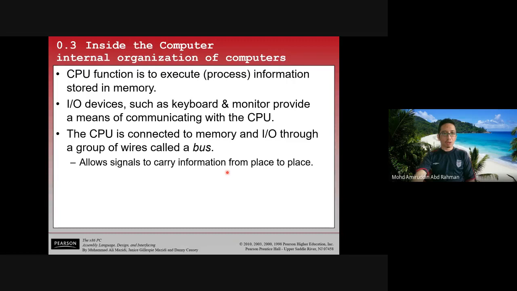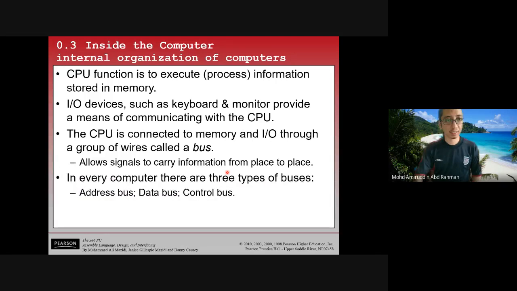So the CPU is connected to the memory and I/O through a group of wires called a bus. It allows the signals to carry information from place to place. This is what we call a highway. So in every computer, there are three types of buses: the address bus, the data bus, and lastly, the control bus.